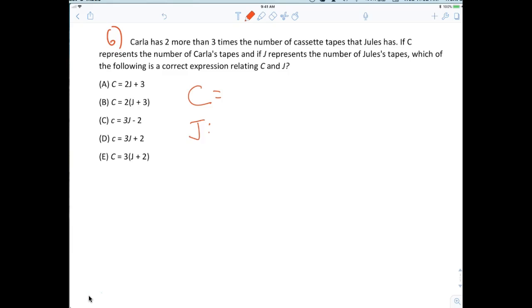Here's how I want you to think about it. Jules has, I don't know how many, what? X. So Carla would have what? 3x plus 2. Whoever said that, thank you. 3x plus 2.